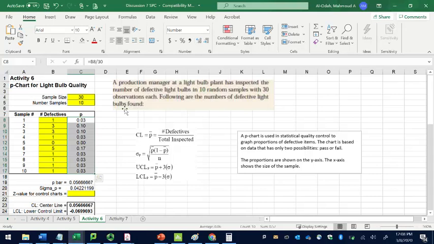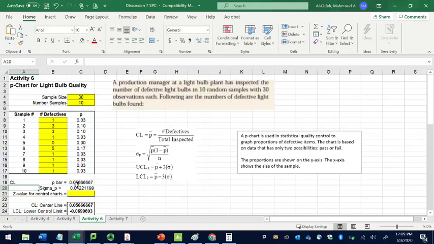Now, let's move on to the second part, which is right here, the P bar, which is the center line. Basically, this is what we call the center line. As I mentioned in the previous video, whenever we have an X and R chart, we start by calculating the center line. So this is a really important parameter for the P chart.